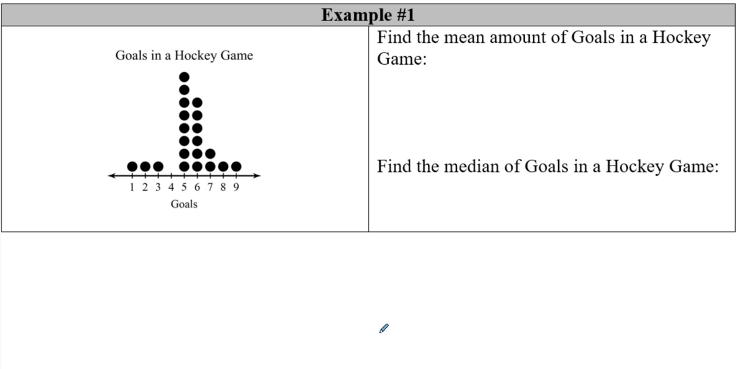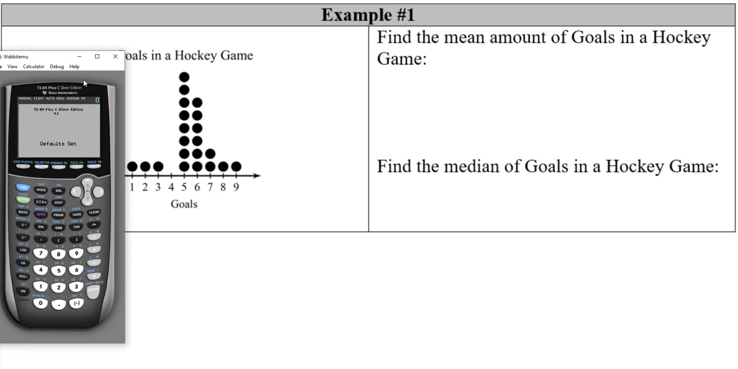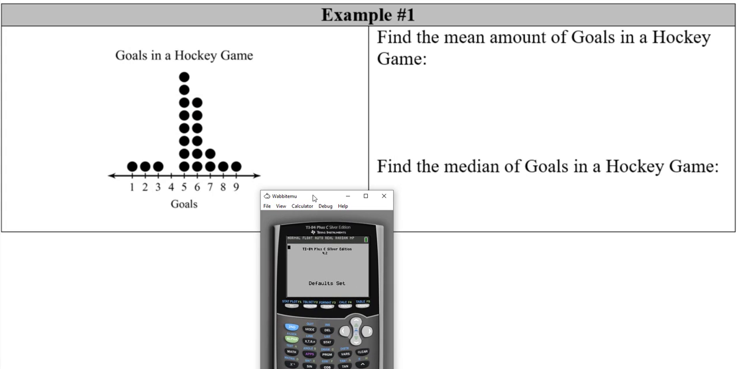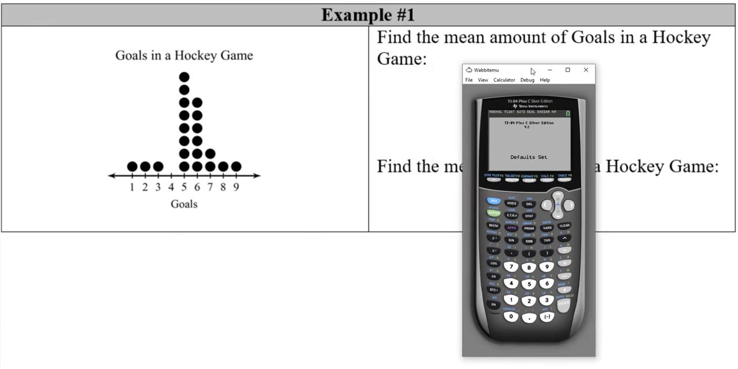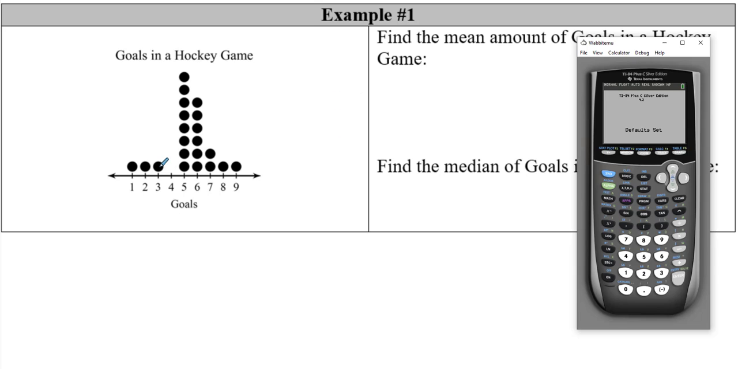You have your calculators. Let me go ahead and pull mine up. One moment. All right, so I got my calculator up here. It wants us to find the mean and the median. Remember, this is a dot plot. So remember, this is how many ones we have, how many twos, and so on.